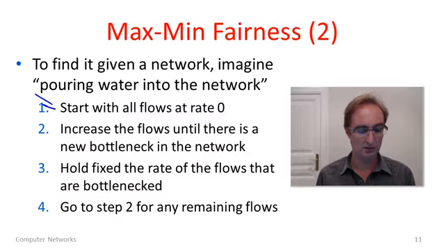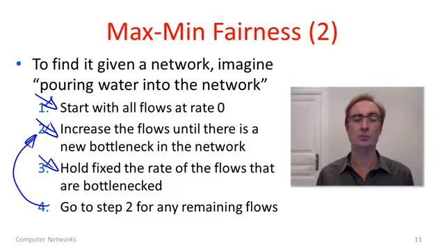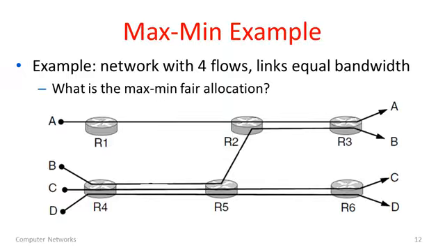So if you start with all of the flows with rate 0, then you pour water along the flows by increasing the rate until you run into some bottleneck in the network. Now, whoever is part of that bottleneck, you can't increase them anymore, so hold their rates fixed and go back and increase the rate of any other flows which are not bottlenecked until they find a new bottleneck which will appear. Then subtract them and increase anyone who's left, and so on. We'll look at an example just to see how this works in practice.